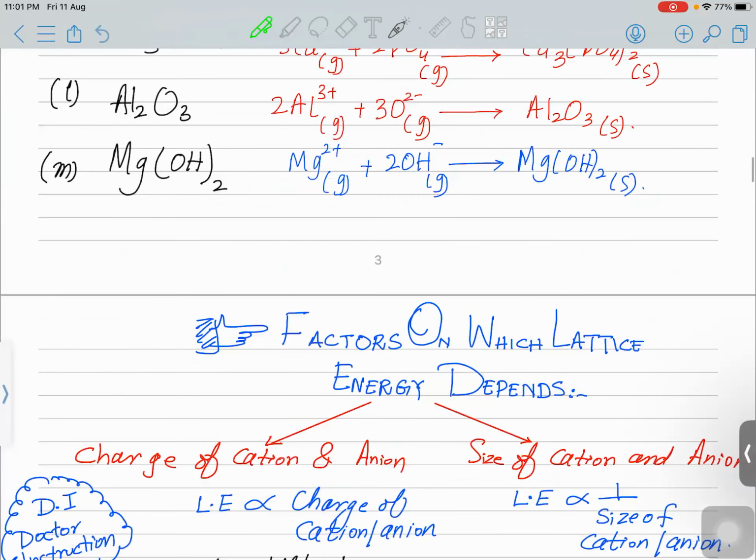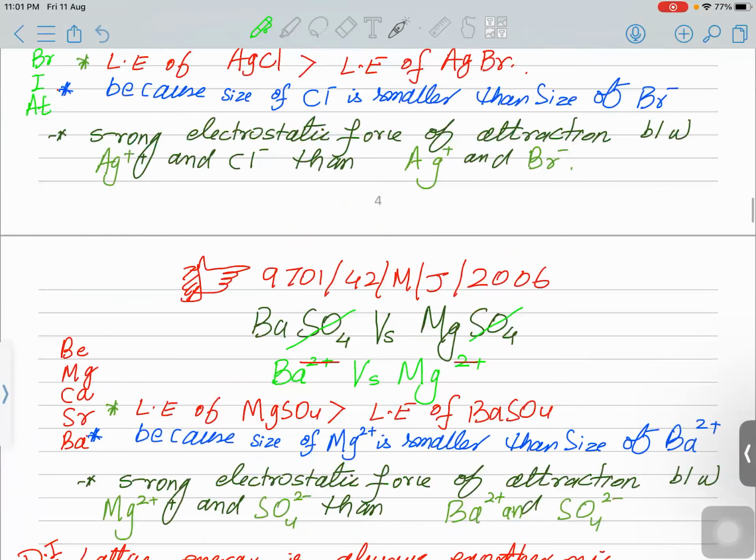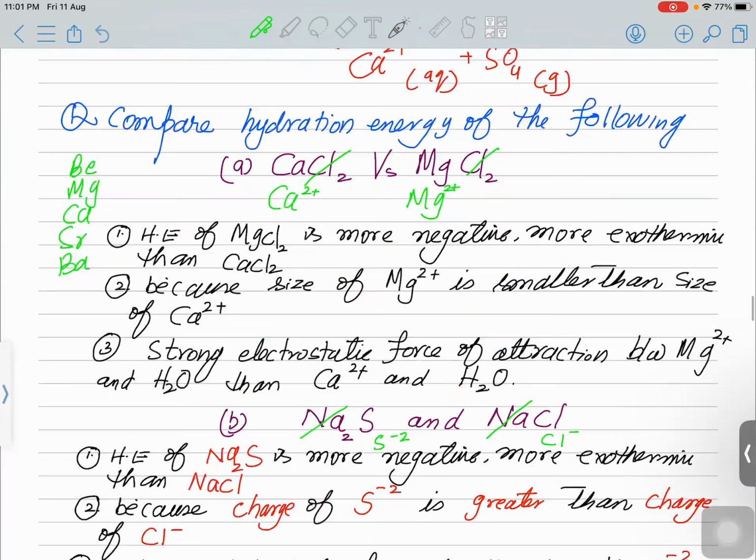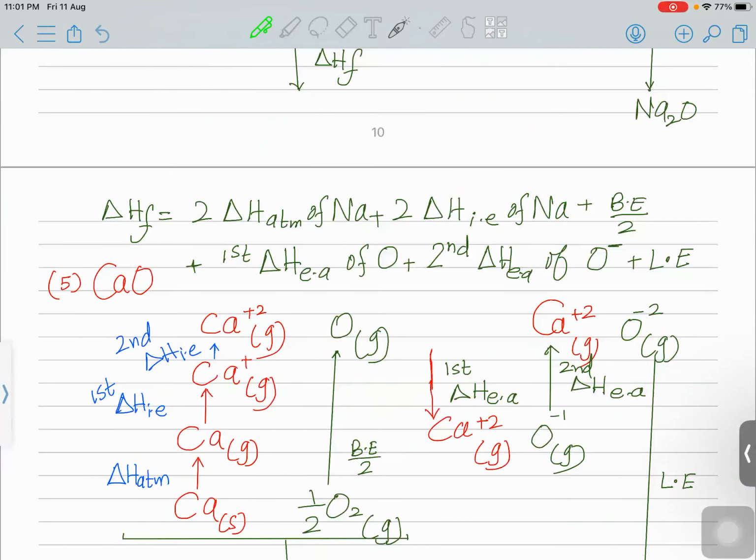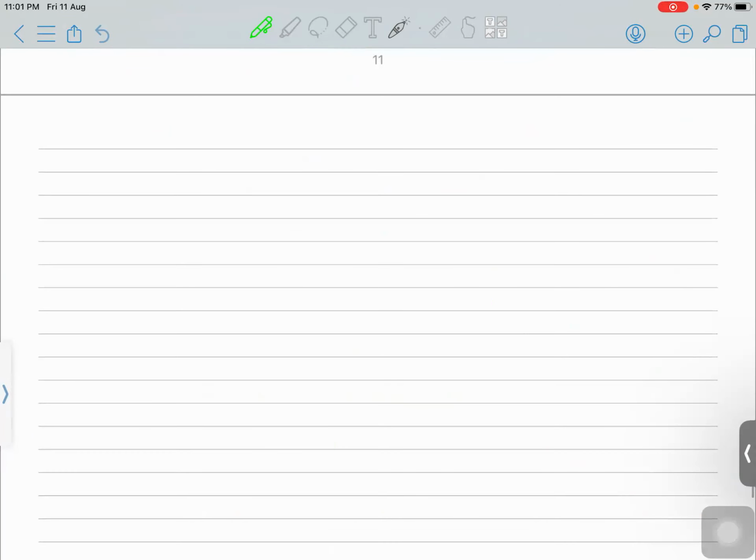Now write the question. Why is lattice energy exothermic? Now write the question. Why is lattice energy exothermic, for 2 marks? Yes, Alia, why? Why is lattice energy exothermic?